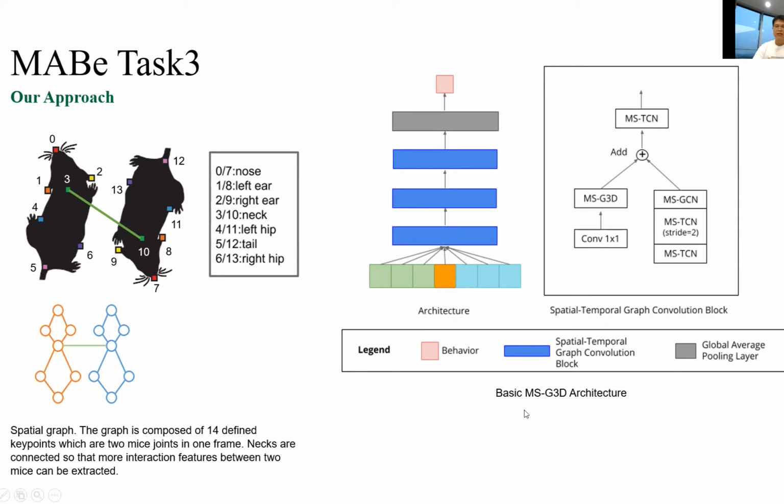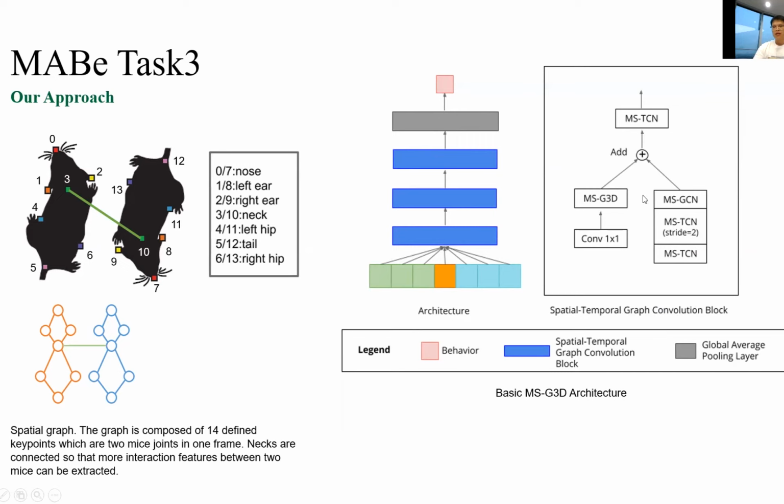And the basic MSG3D architecture can be found in this picture. MSG3D is a stack of multiple spatial temporal graph convolution blocks, the blue rectangles here, and then a global average pooling layer, then a softmax classifier to output the probability of behavior. The basic and most important block is this spatial temporal graph convolution block.